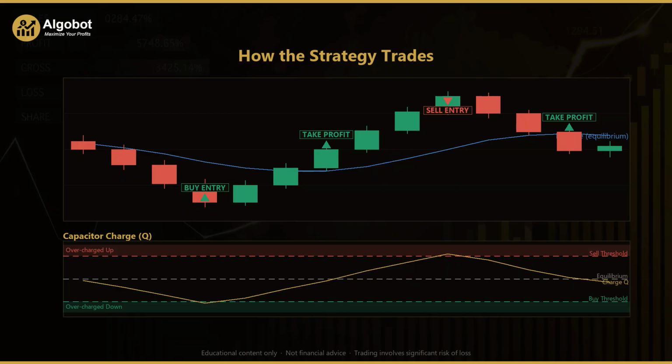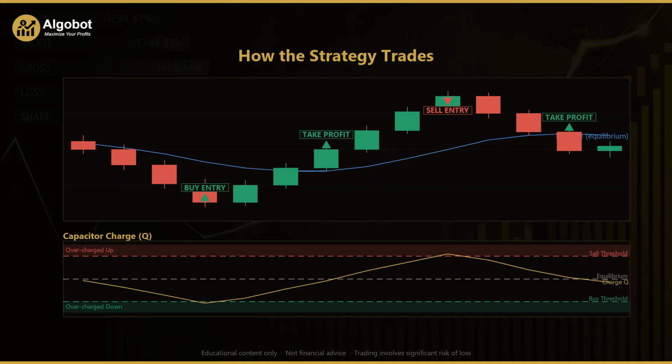Persistent one-sided drift charges the capacitor. When the charge reaches a self-calibrating threshold, set at 2 times its own recent volatility, the strategy fades the stretch. And as price moves back toward equilibrium, the charge discharges and the position is closed. Both trades use the identical logic, just in opposite directions.